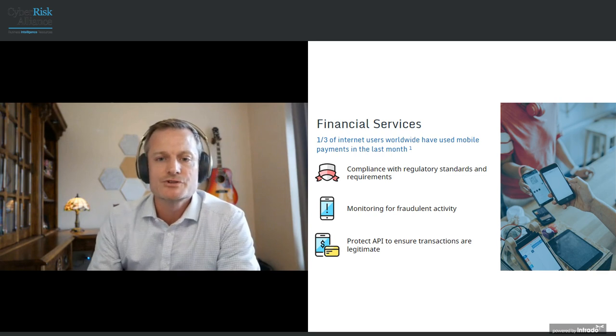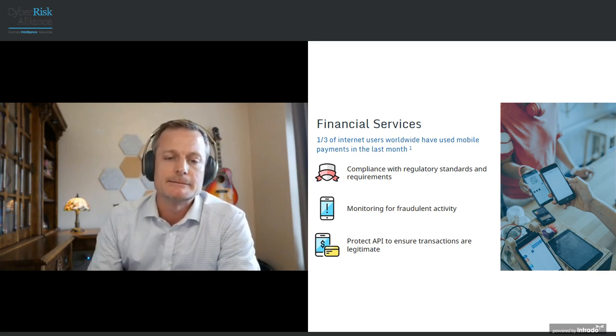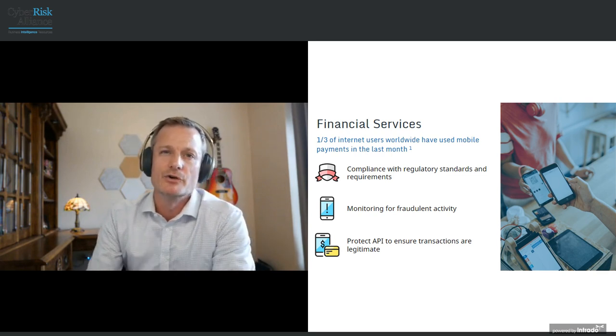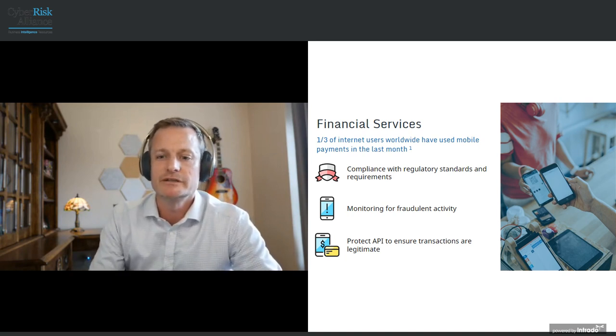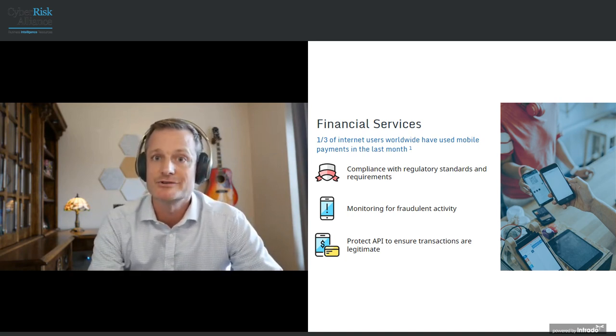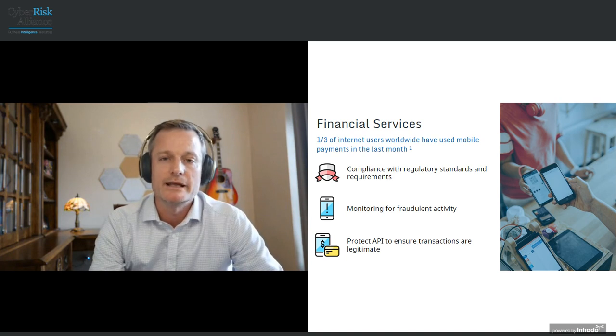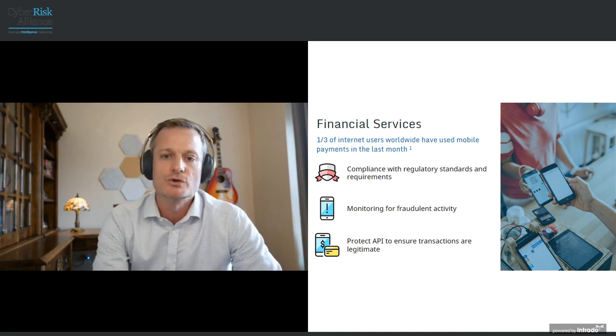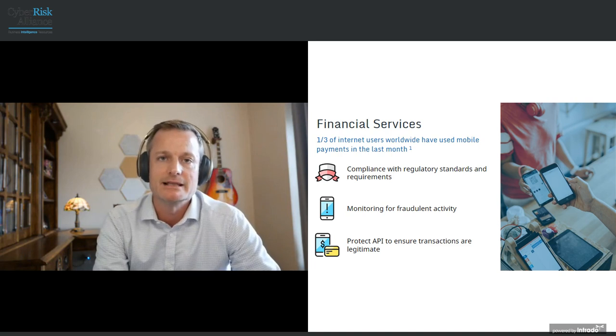So the first one we've got here is financial services. I'd say this is one of the early adopters of mobile security. If we go back in the history of GuardSquare, we had a tremendous amount of early success in the finance industry. And the finance industry's changed over the years. There's a stat here on the slide that talks about a third of internet users worldwide having used mobile payments in the last month. And you think about that, what does finance mean from a mobile perspective?